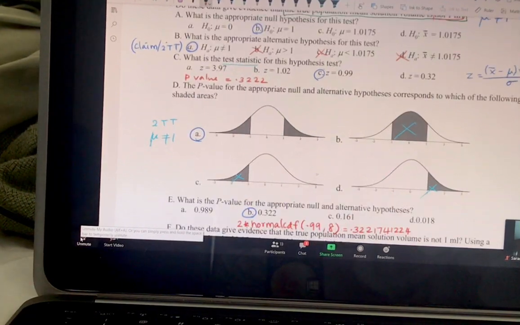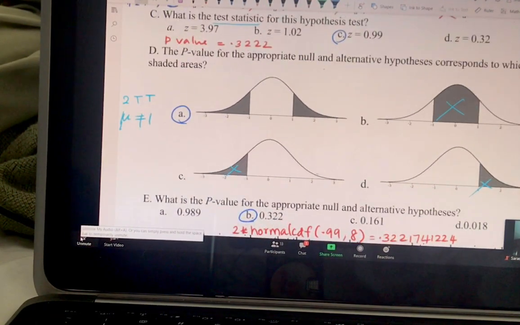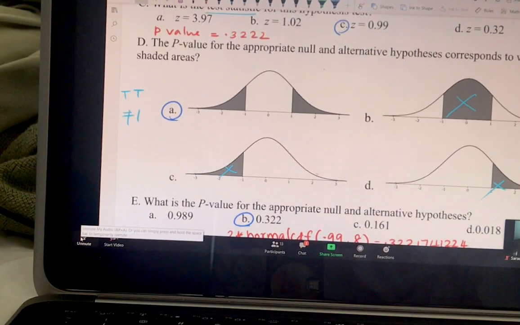So, which is the appropriate diagram? Because it is a two-tailed test, I would go with the two-tailed diagram. The first one is the appropriate one, not the second, not the third, not the fourth. Because mine is a two-tailed test, it's going to be on both ends. So this is the center, mu equal to 1, and the corresponding z-score at the center is equal to 0.